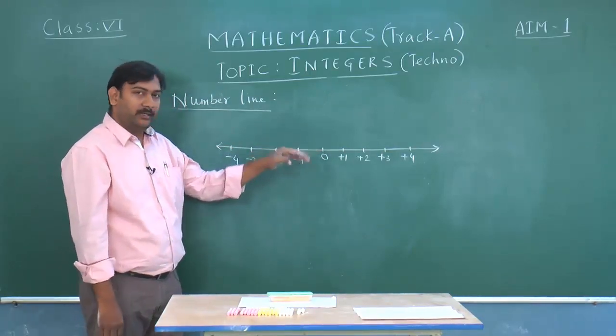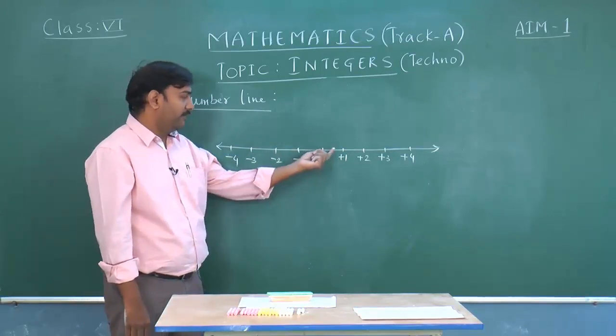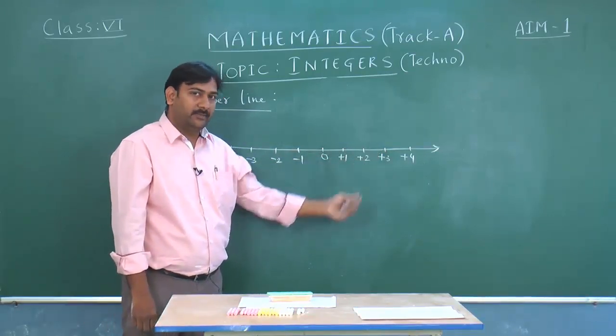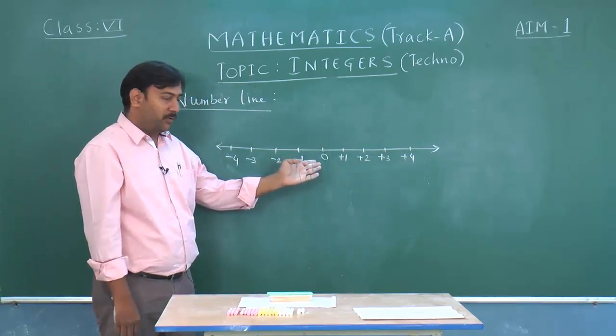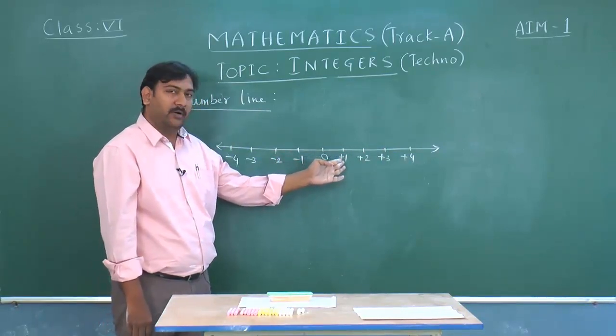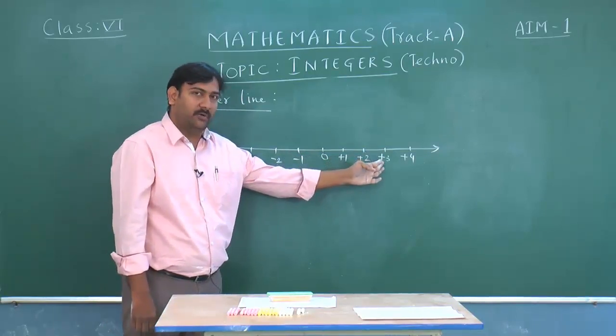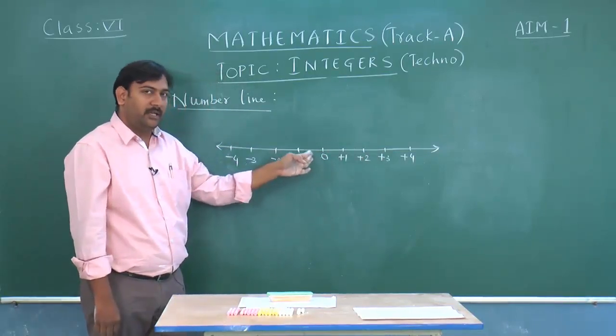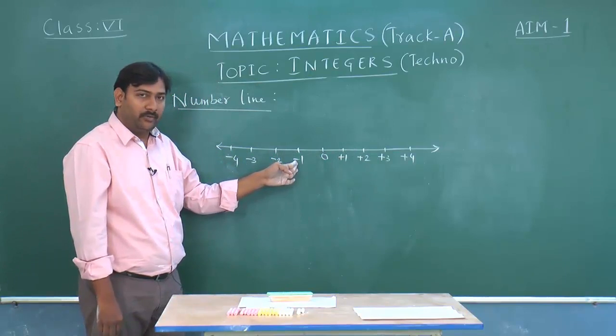So a number line is a straight line on which we have points at equal intervals, and the point which lies in the middle we take as 0. The points lying to the right of 0 we take as positive counting numbers. The points lying towards the left of 0 we take as negative counting numbers.